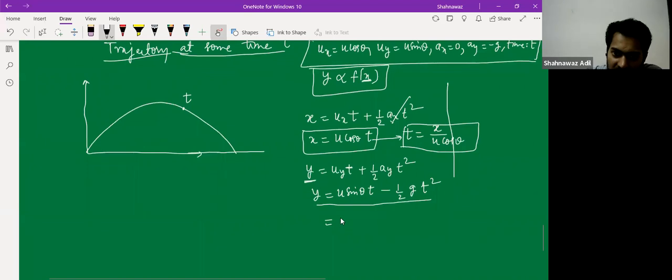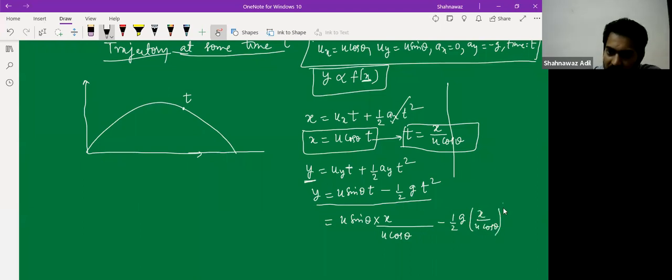So this is u sin theta into x by u cos theta, right? And minus half g into x by u cos theta whole square. Okay, right? So this will be what? U cancels. So sin theta by cos theta is x tan theta, right? And this is what? Half of g x square by u square cos square theta.